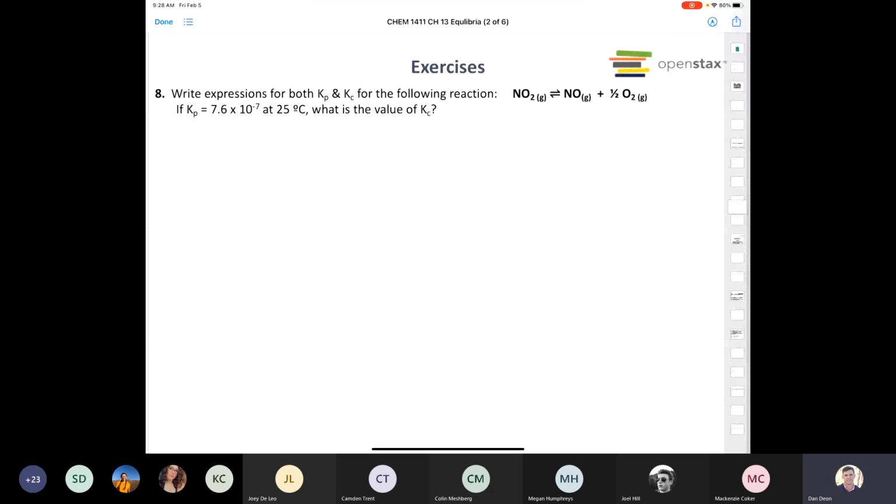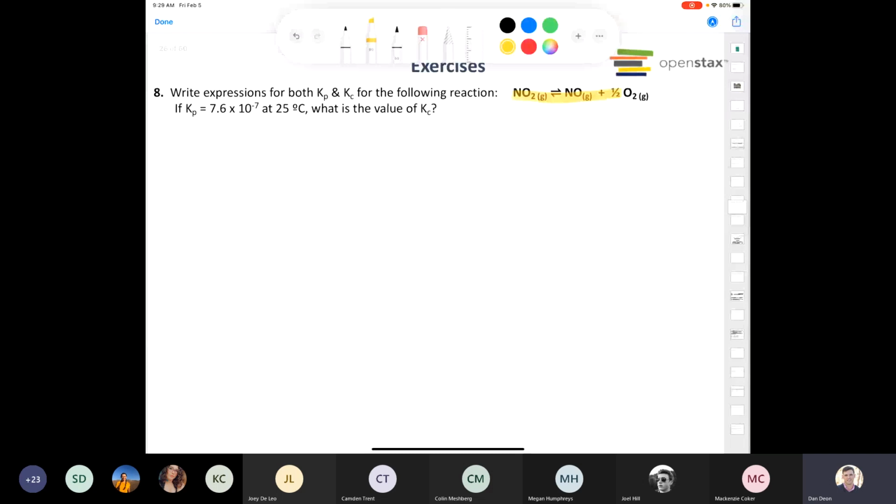So we have a reaction shown here on the top right. NO2 is in equilibria with NO and half a mole of oxygen. It says, write expressions for both Kp and Kc for the following reaction. If Kp is equal to 7.6 times 10 to the minus 7 at 25 degrees Celsius, what's the value of Kc? Now, notice that all of these molecules are in the gas phase, right? They're all in the gas phase.